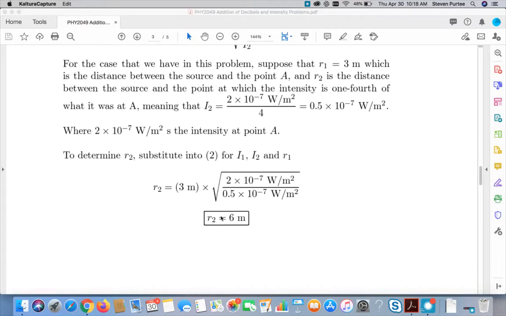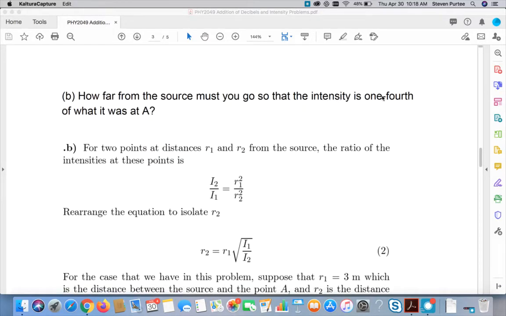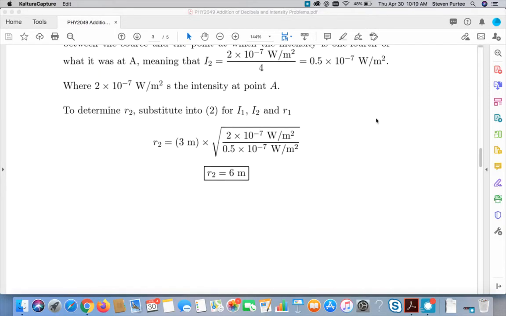But again, all of this was pointless. We didn't have to do any of this. If you want to be 1/4 the intensity, you go twice as far. If you wanted to be 1/9, you would go 3 times as far, because intensity drops off like 1 over r squared.